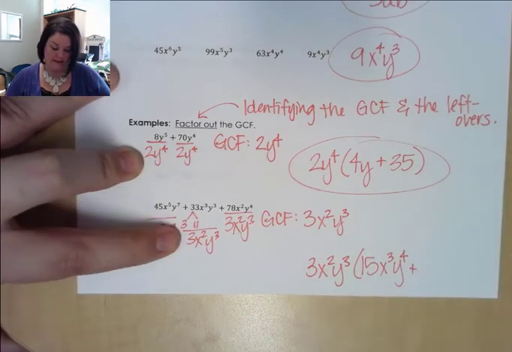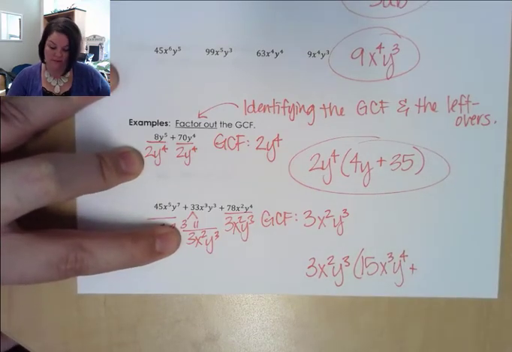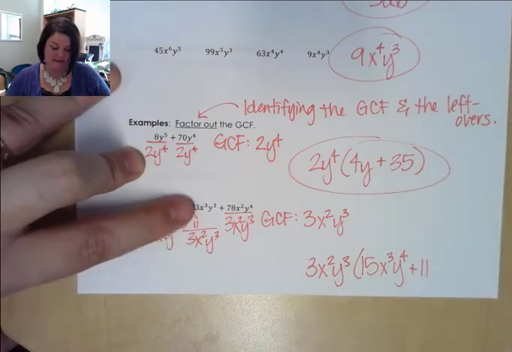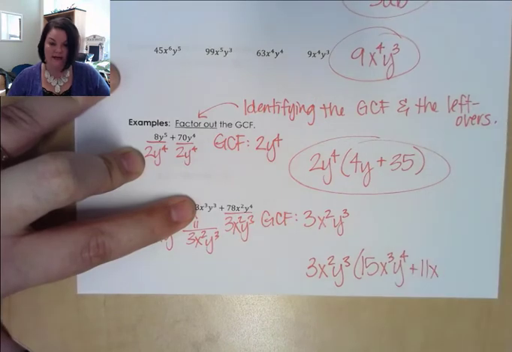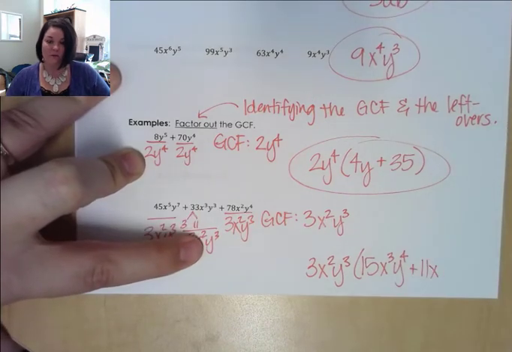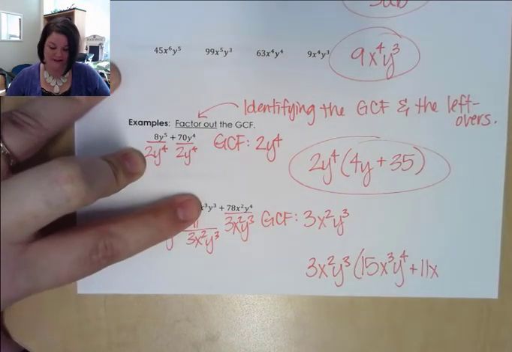And then our second term, if I divide 33 by 3, I'm left with an 11. If I take away 2 of my x's from the 3 I started with, I just have 1 x. And if I take away 3 of the y's and I started with 3, I don't have any y's, right?